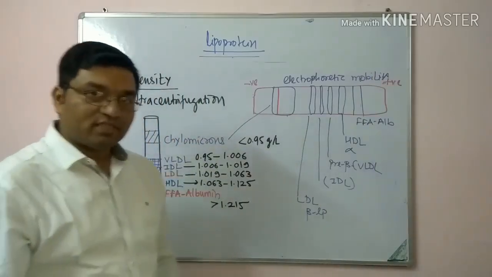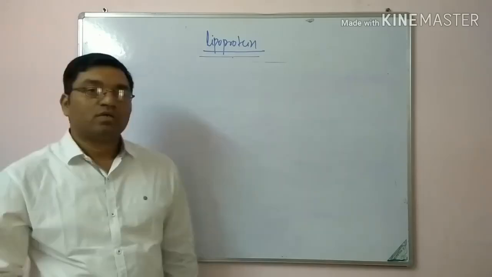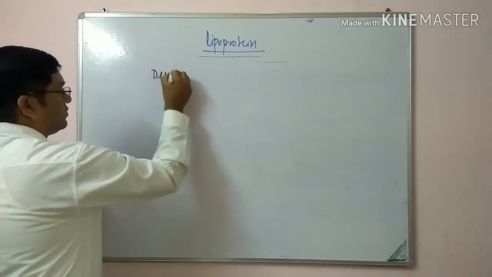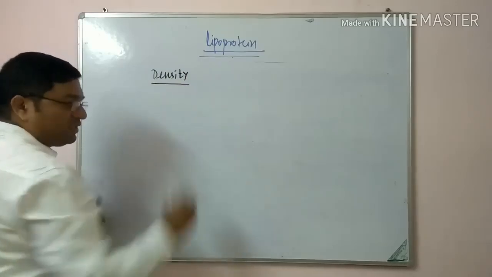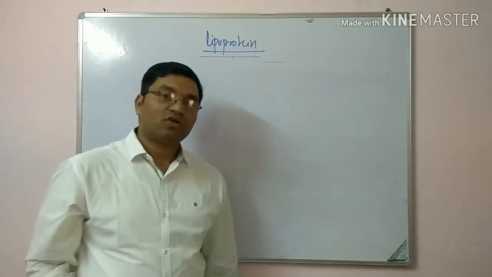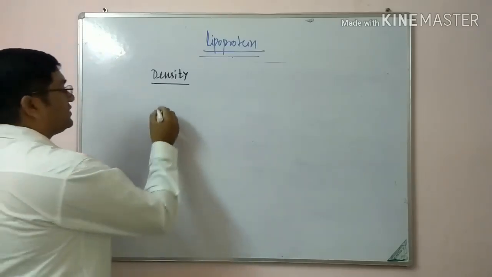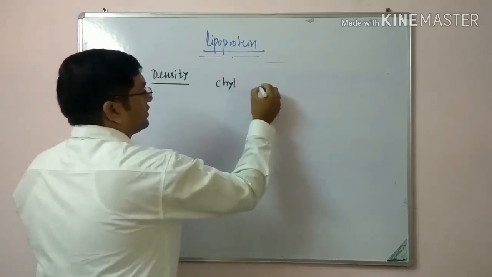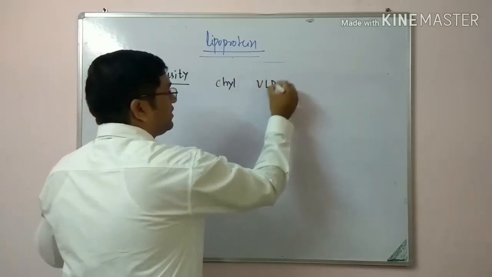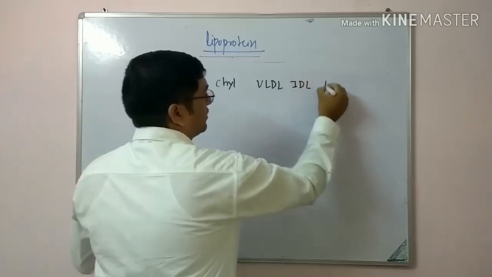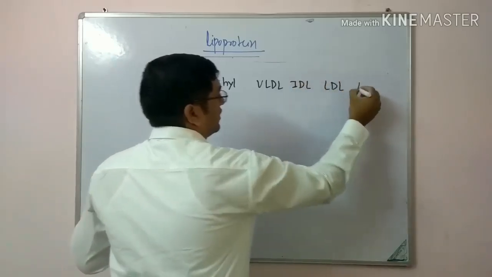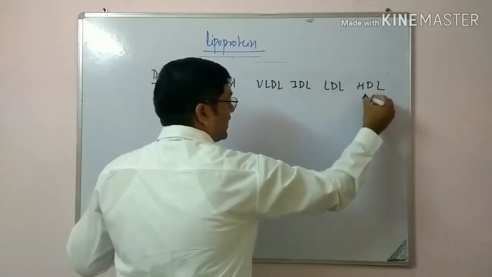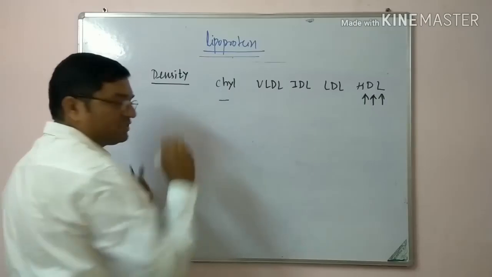Now coming to some characteristics of these lipoproteins. The first important point is the density. All of you know that HDL is highly dense and chylomicron is the least dense lipoprotein. Second one is the protein content. This is chylomicron, then VLDL, IDL, LDL, HDL. So HDL is the highly dense lipoprotein, and this one is the least dense.